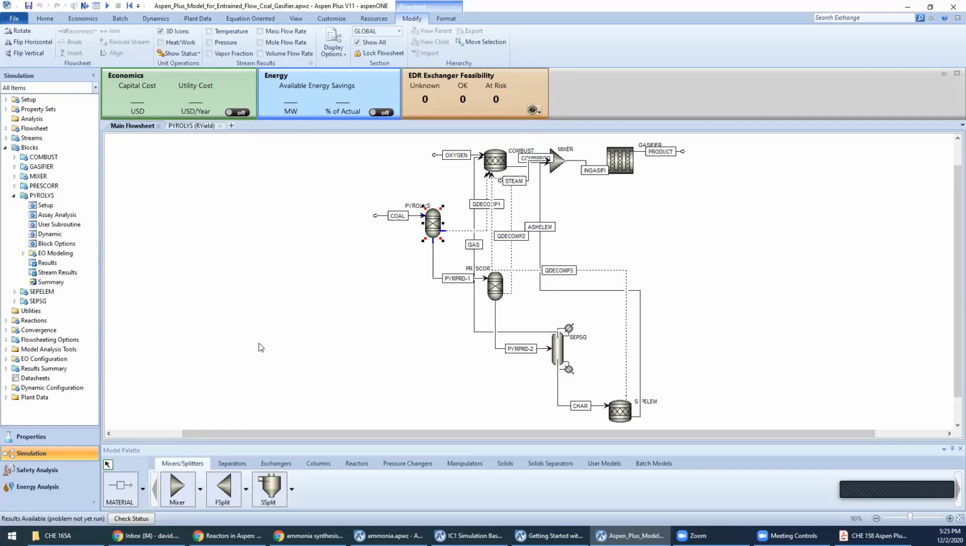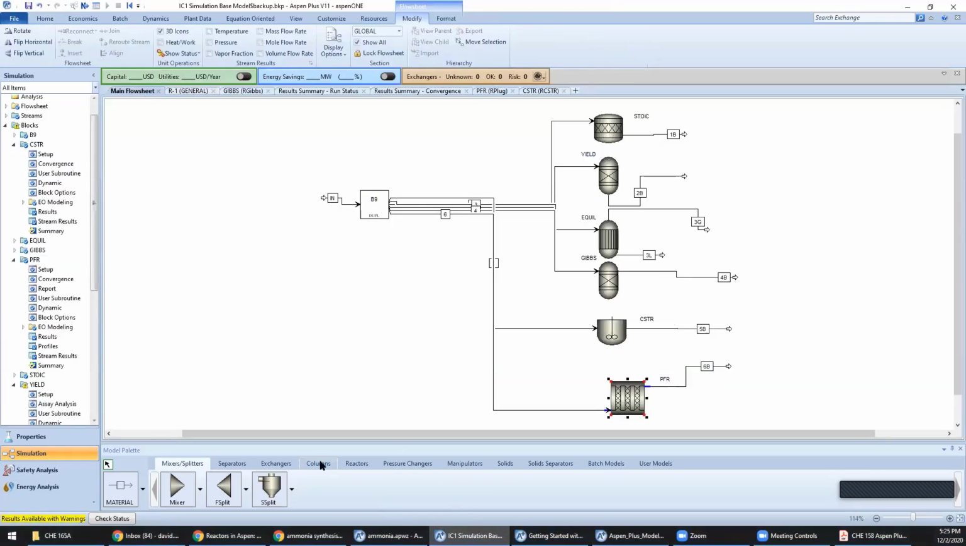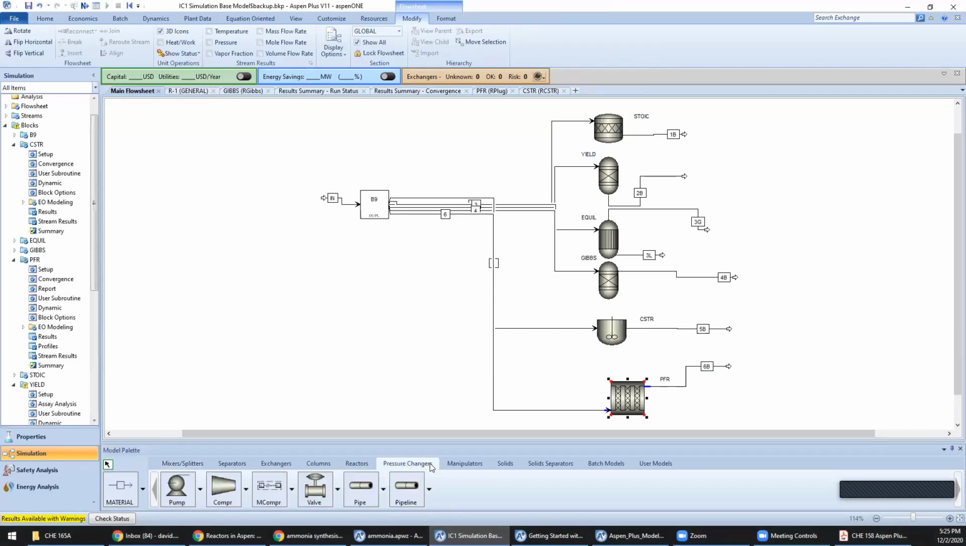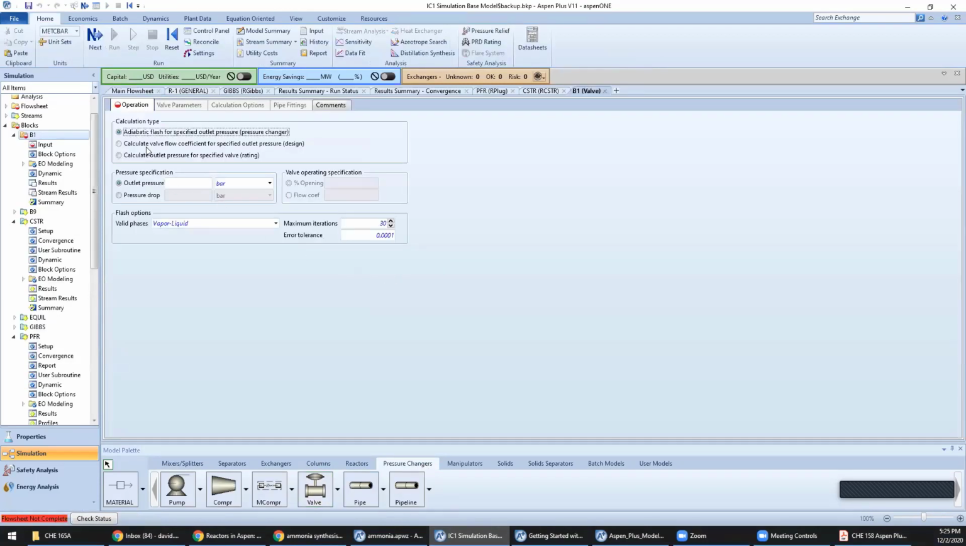Can you add valves in Aspen? Yeah. So we go back to a simpler one. You can add pressure changers, and a valve is going to do that for you. So you can put in your flow coefficients. Again, these are control valves.